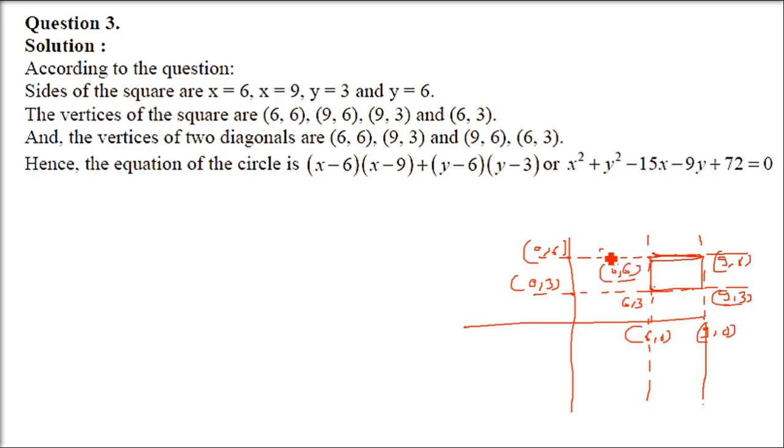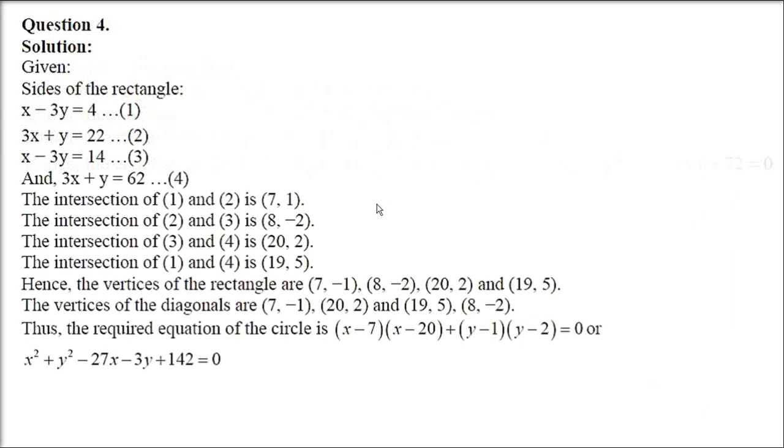So you can take any 2 points, diagonal points. So you take x1 y1 this one, or x2 y2 this one, or you can just invert it. You can take x1 y1 as 9, 3 and x2 y2 as 6, 6. So the equation will come. Even if you take the second diagonal 6, 3 and 9, 6, the same thing is going to come, because we are talking about the same circle.